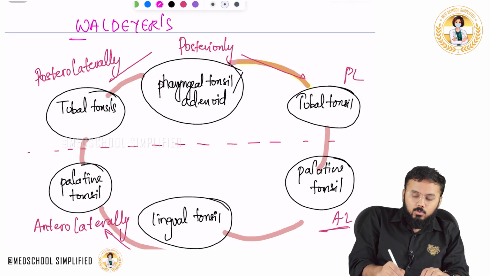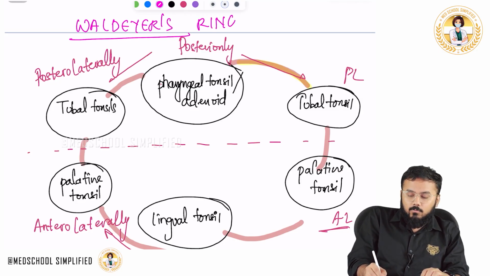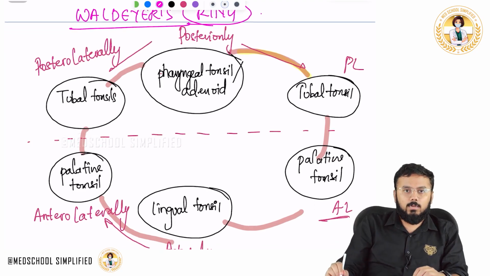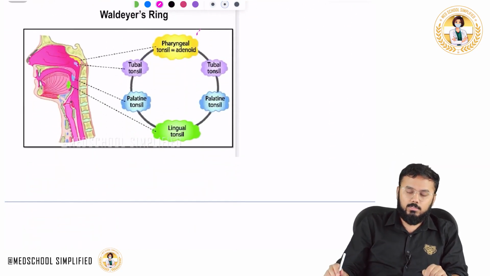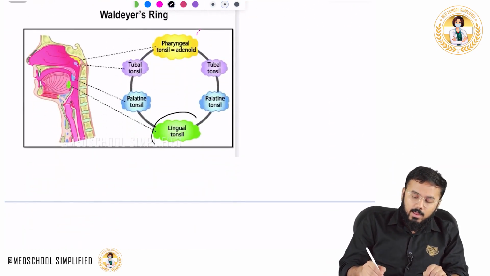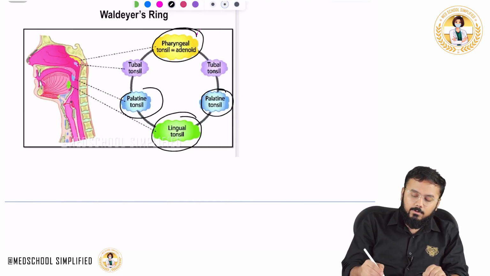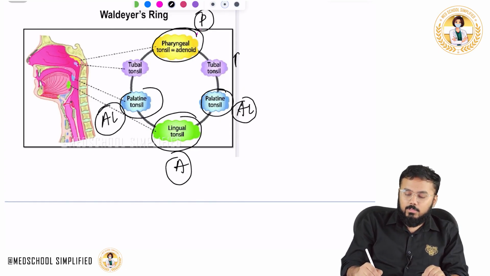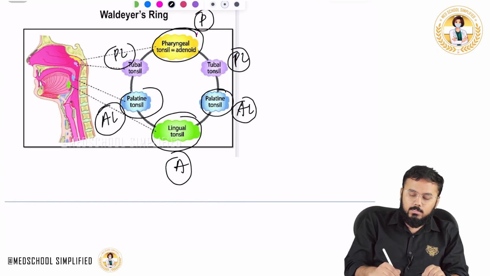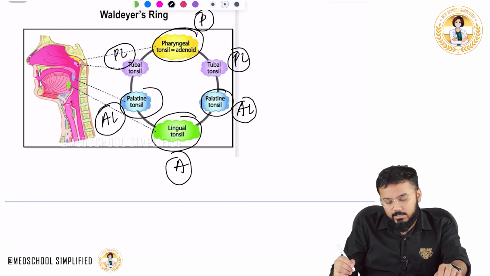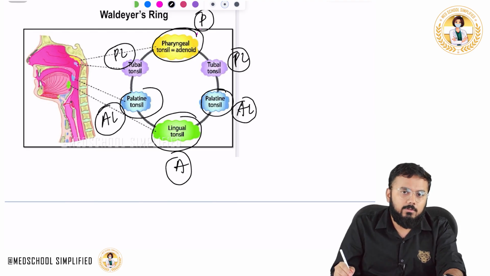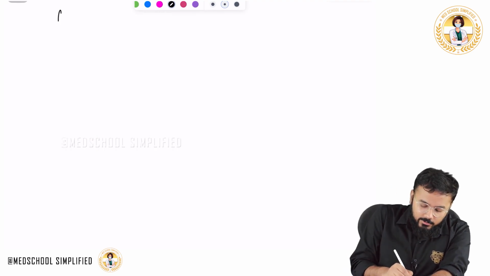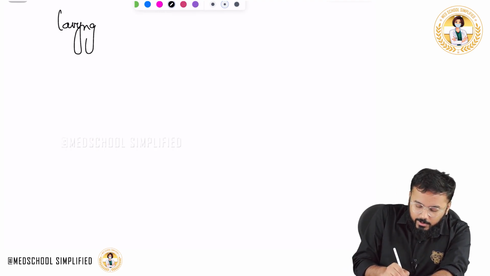So if they ask you what are the different kinds of tonsils that are located in the Waldeyer's ring, these are the tonsils. Anteriorly we have lingual tonsil, posteriorly pharyngeal, anterolaterally palatine. This is anterior, this is posterior. These two are anterolateral and these two are posterolateral. This is how the Waldeyer's ring is present in the oropharynx, right? Third important thing we shall be discussing is laryngopharynx.